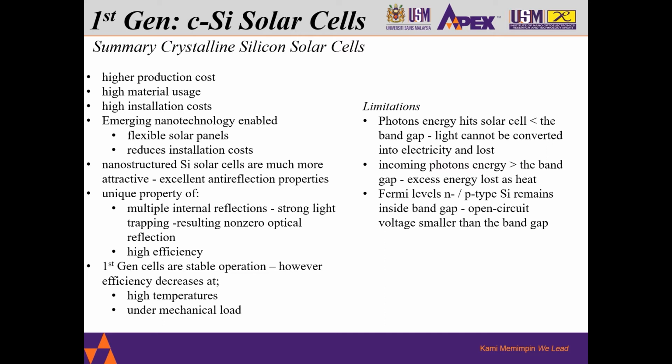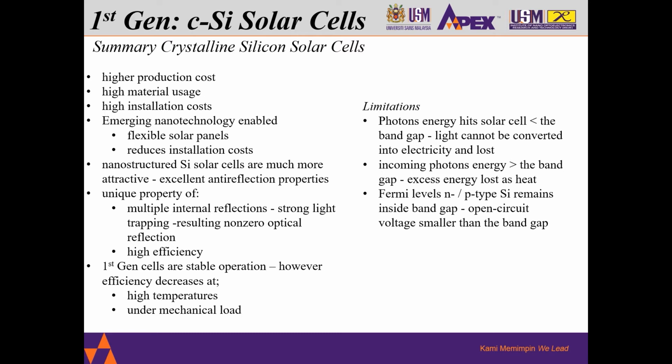So to summarize, crystalline silicon solar cells have a high production cost, high material usage, and high installation cost. However, emerging technologies can enable the production of flexible solar cells and reduce installation costs, including nanostructured silicon solar cells, which are much more attractive because of their excellent anti-reflection properties. These properties are unique, which include multiple internal reflections and strong light trapping, resulting in non-zero optical reflection, and of course a high efficiency.